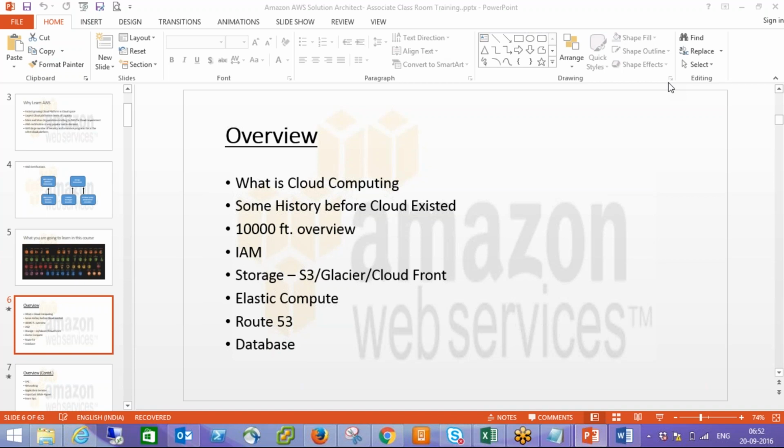So cloud computing is a web service through which you give infrastructure or manage infrastructure on the cloud.